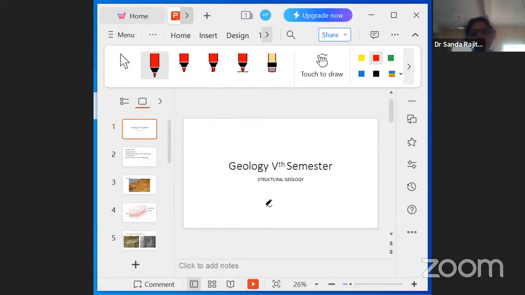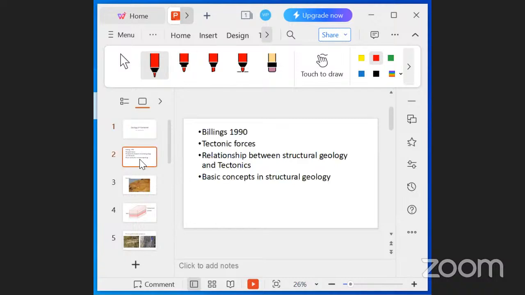Today's class is structural geology, fifth semester. In this we have four chapters, four units. Okay, so now let's start. First of all, we can say introduction.